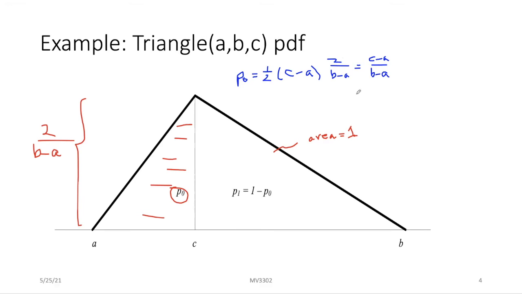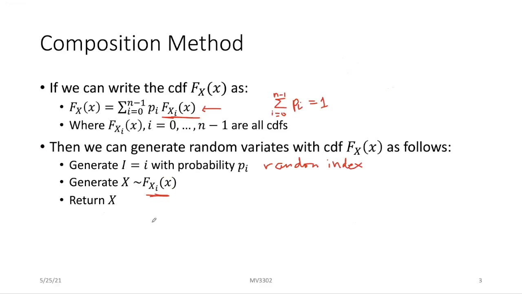Okay, so now we have all the pieces in place. We know how to generate from this triangle. We know how to generate from the triangle on the right. And we now have our weight, our probability.